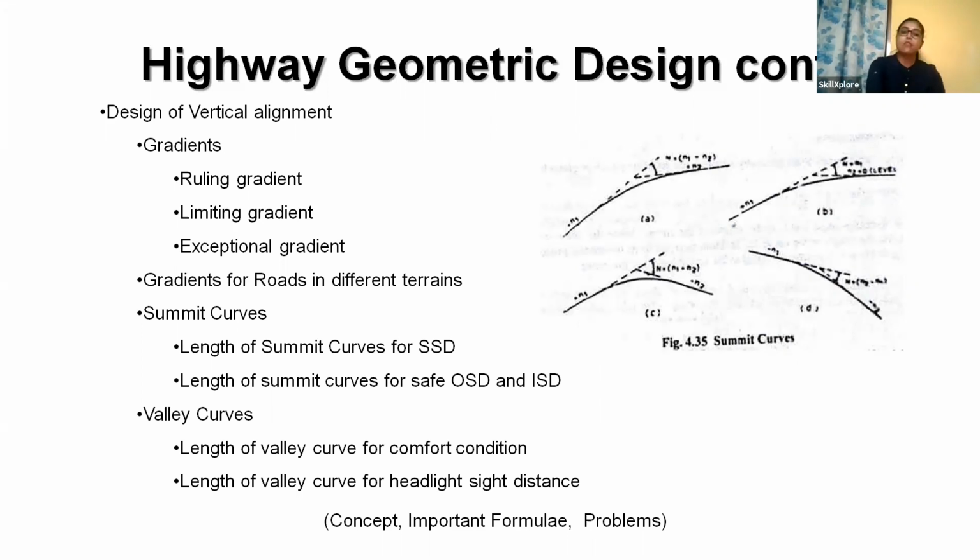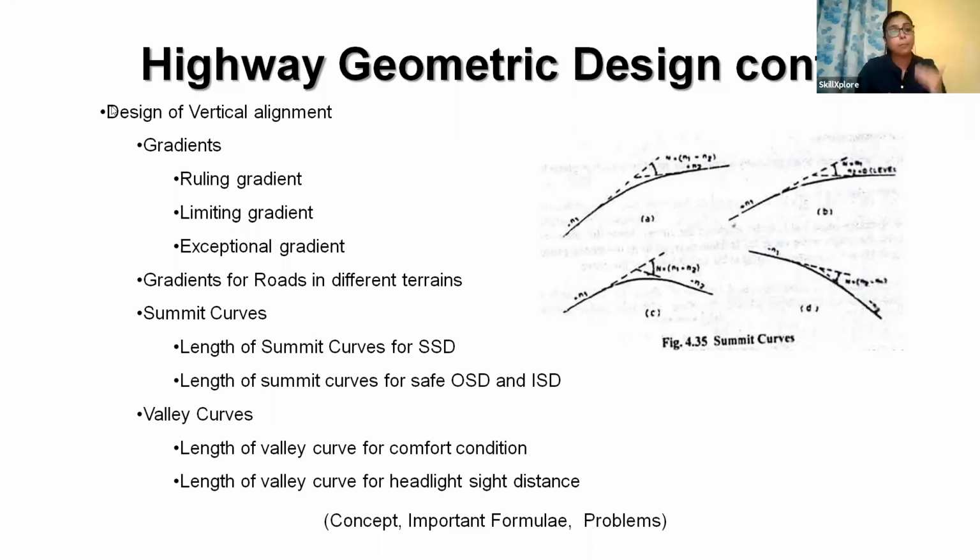Then summit curves and valley curves. What are summit curves and what are valley curves? As in the case of horizontal curves, there will be vertical curves also. Horizontal curves are curves horizontally in 2D, and vertical curves are curves in the vertical plane. If the curve is convex upwards, then it is a summit curve. And if the curve is concave upwards, then that is a valley curve. So all these things will be there.